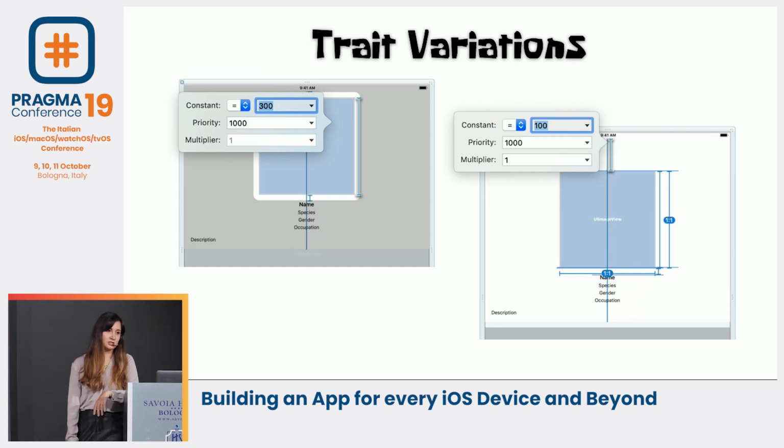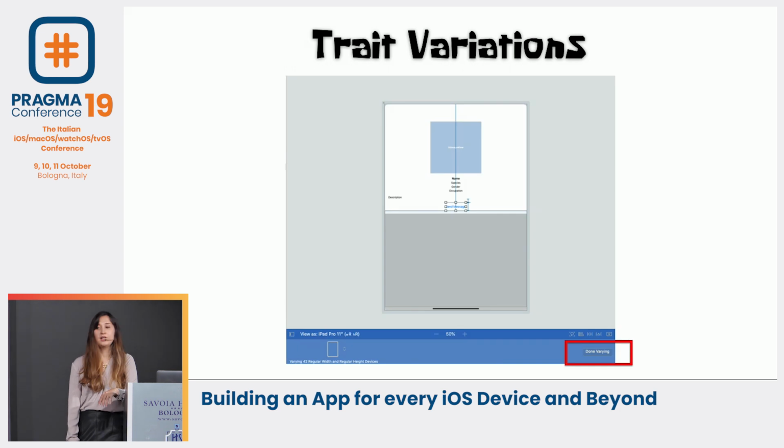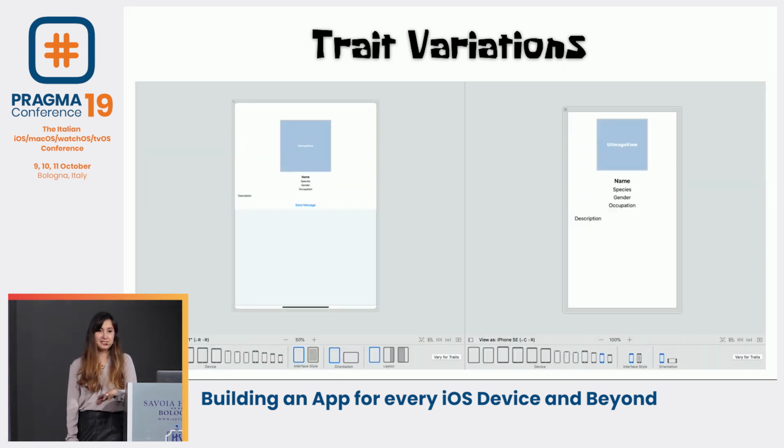So here I've changed the width and height of the image, I've changed the positioning, and then you just tap done, and now it works. So this is side by side what the iPhone and iPad look like, or more specifically, the regular width and the compact width. And you'll notice that in the regular width, I even added a button.